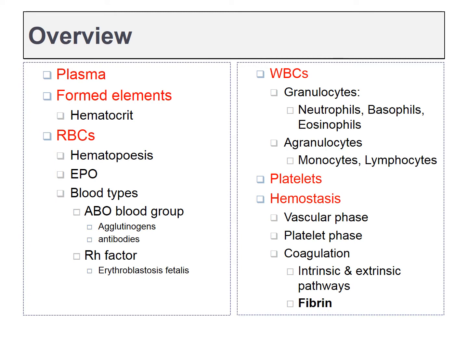To do all that, we'll start by talking about the components of blood one at a time, beginning with plasma, and then moving on to the formed elements, including red blood cells, white blood cells, and platelets. Lastly, the big homeostatic mechanism of today's lecture is hemostasis, or blood clotting, which has three major phases: a vascular phase, a platelet phase, and a coagulation phase.